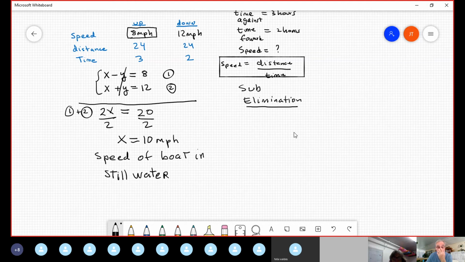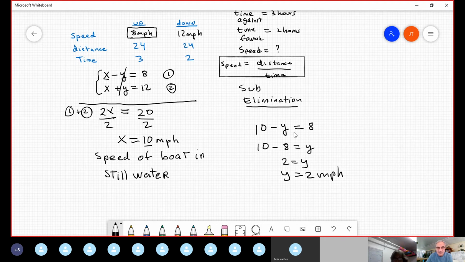But I need to find also the current speed. Substitute 10 in either equation 1 or equation 2, either one. I select equation 1. I don't know why. It's 10. So replace this 10 here. 10 minus y equal 8. So for y, 10 minus 8 is equal y. 10 minus 8 is 2. Y is 2, again miles per hour. And this is the speed of the current of the river.